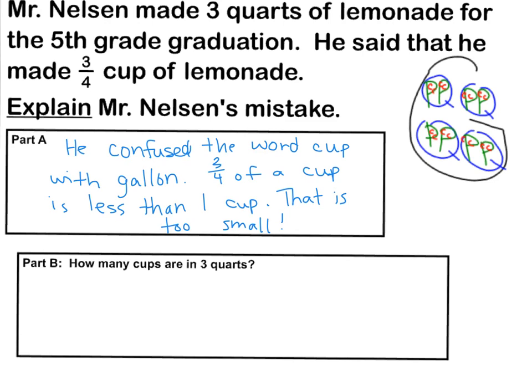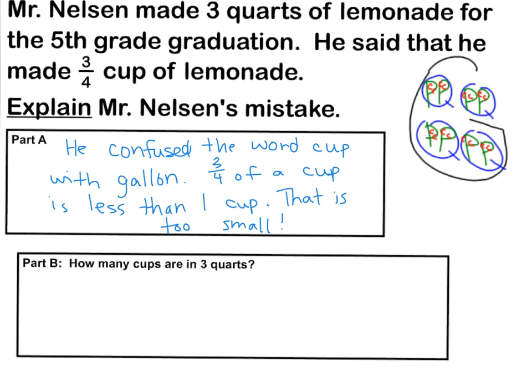Here's what I wrote down for part A. I said that he confused the word cup with gallon. Because 3/4 of a cup is less than 1 cup, that's going to be very small. Now if you look up here at this conversion chart, you can see that 1 cup is that little. But he's saying he only made 3/4 of a little cup. Obviously that doesn't make sense.